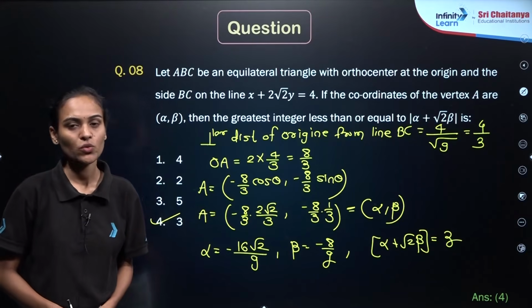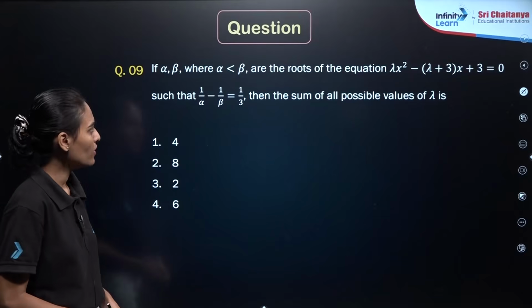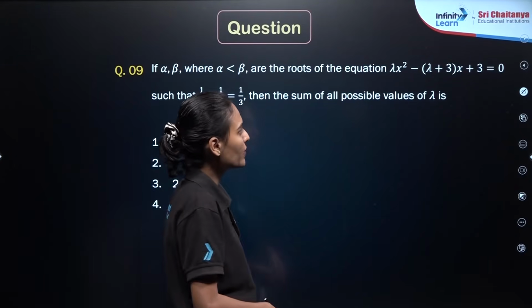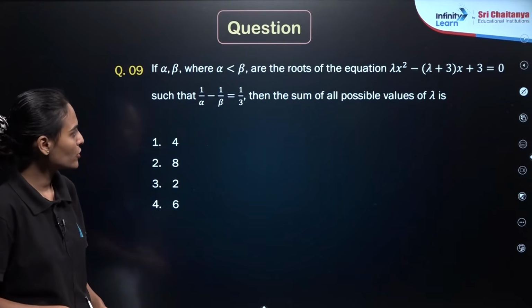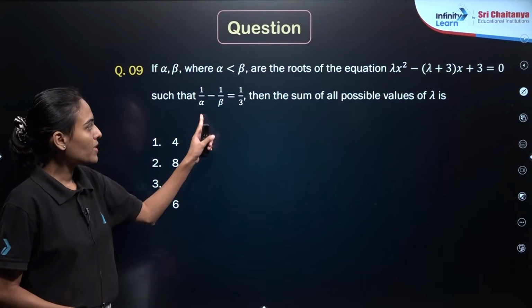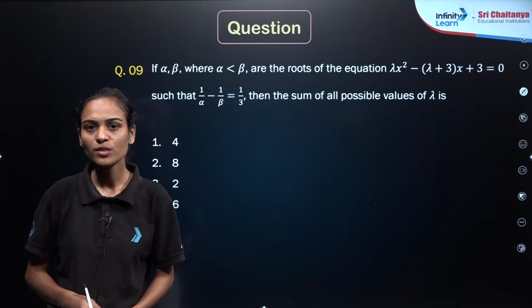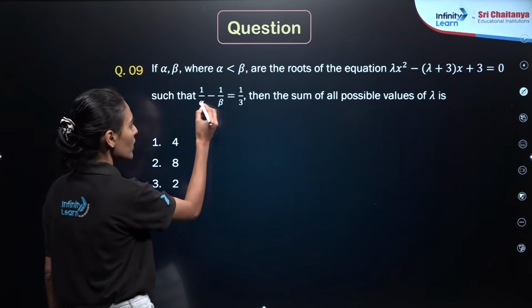So in this way you can approach this question. Now let us take students question number 9. So here they have given alpha and beta, where alpha is less than beta, real numbers that are the roots of the equation lambda x square minus lambda plus 3 times x plus 3 equal to 0, such that 1 upon alpha minus 1 upon beta is 1 upon 3. Then they are asking what are the possible values of lambda; their sum they are asking. So here you have this.